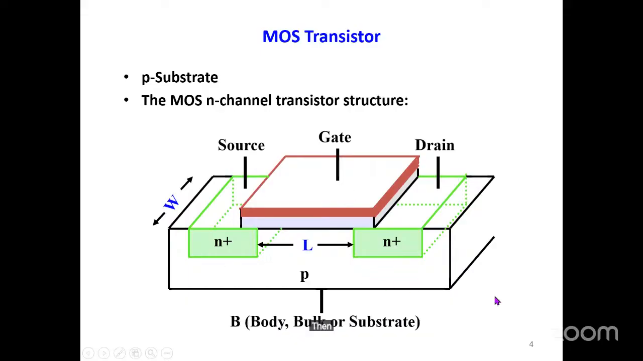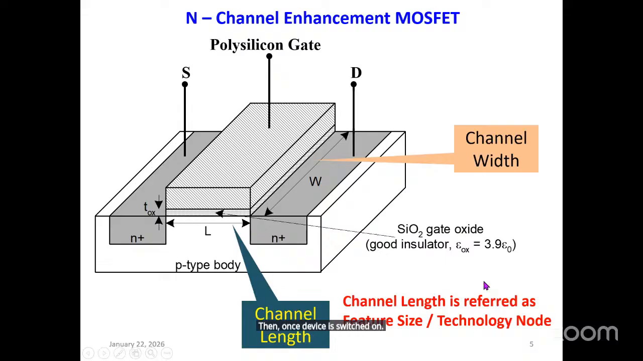Then once the device is switched on, what happens here? The same view is shown once again here in detail. SiO2 gate oxide is a good insulator whose permittivity, epsilon R, is approximately 3.9. And this is the P body, this is the channel length, the structure of the MOSFET.